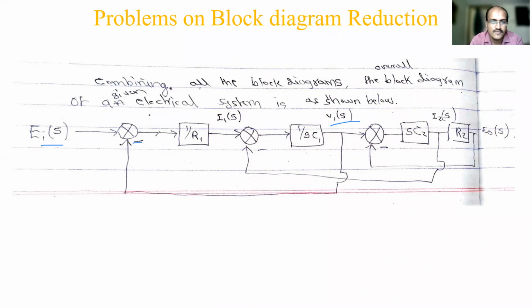We'll just see the forward path. Next you have I1 of S as output, before that it is multiplied by 1 by R1. Next summing point, I1 of S is minus, here you have 1 by SC1, that is V1 of S. Then you have another summing point, you have SC2. Next we have taken I2 of S, which is multiplied by R2, the fourth step. So it is E naught of S.